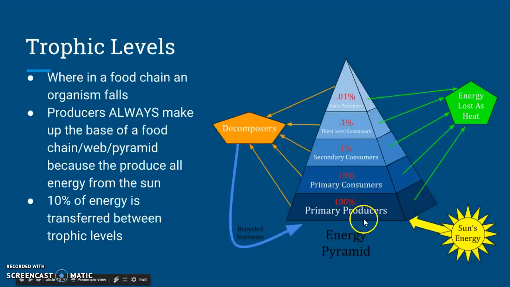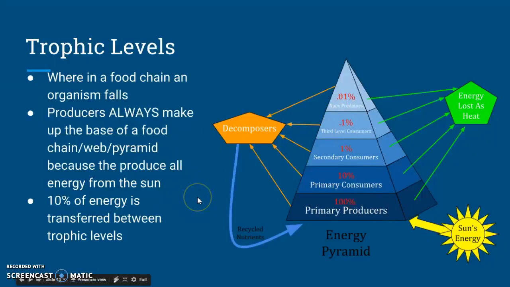So the thing that eats the producer is the next level, and that's the primary consumer. They are always herbivores. You're losing that other energy as heat. So in order to do some of the processes, it's going to be lost as heat. Now, when these things die, the decomposers are going to then recycle those nutrients and bring them back to the primary producers where they can go up the food chain again.